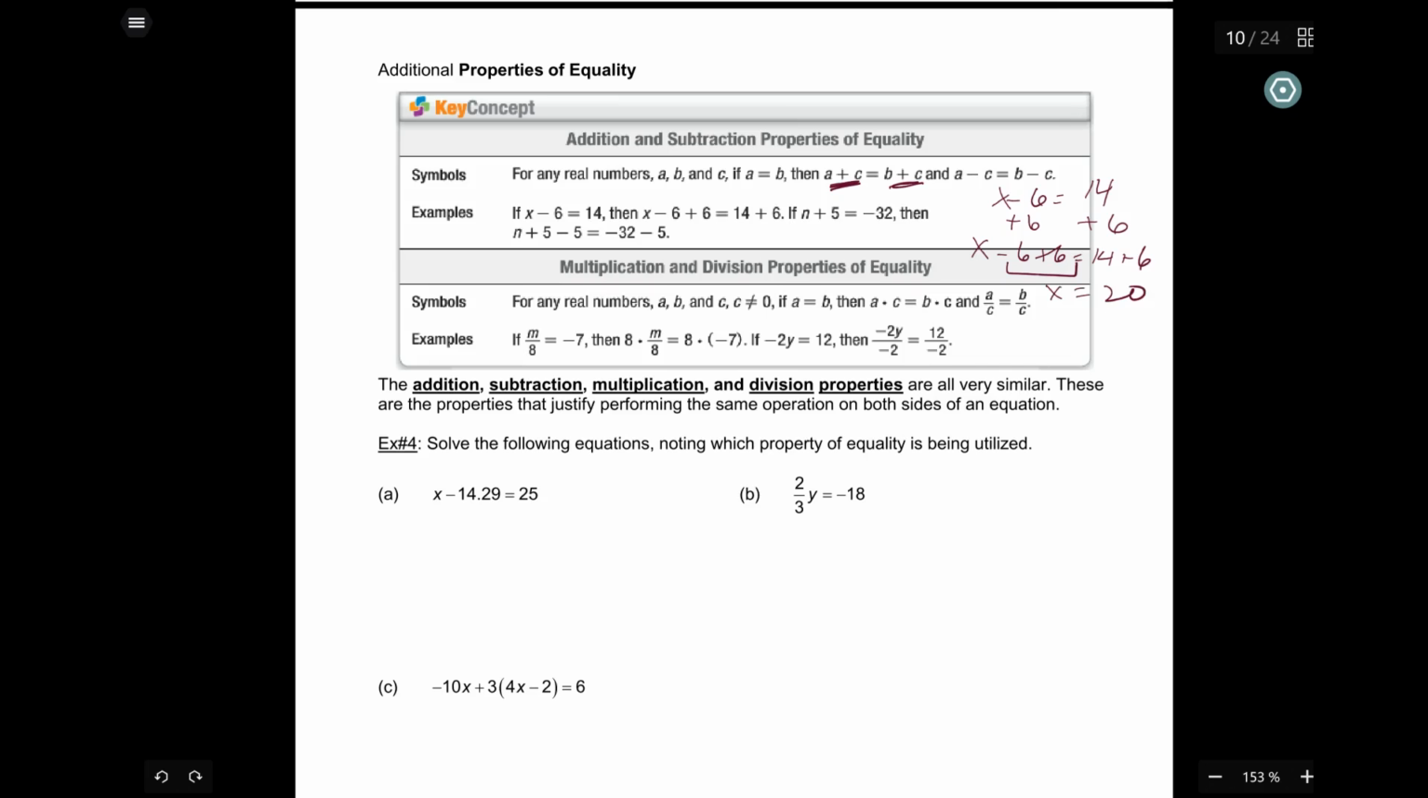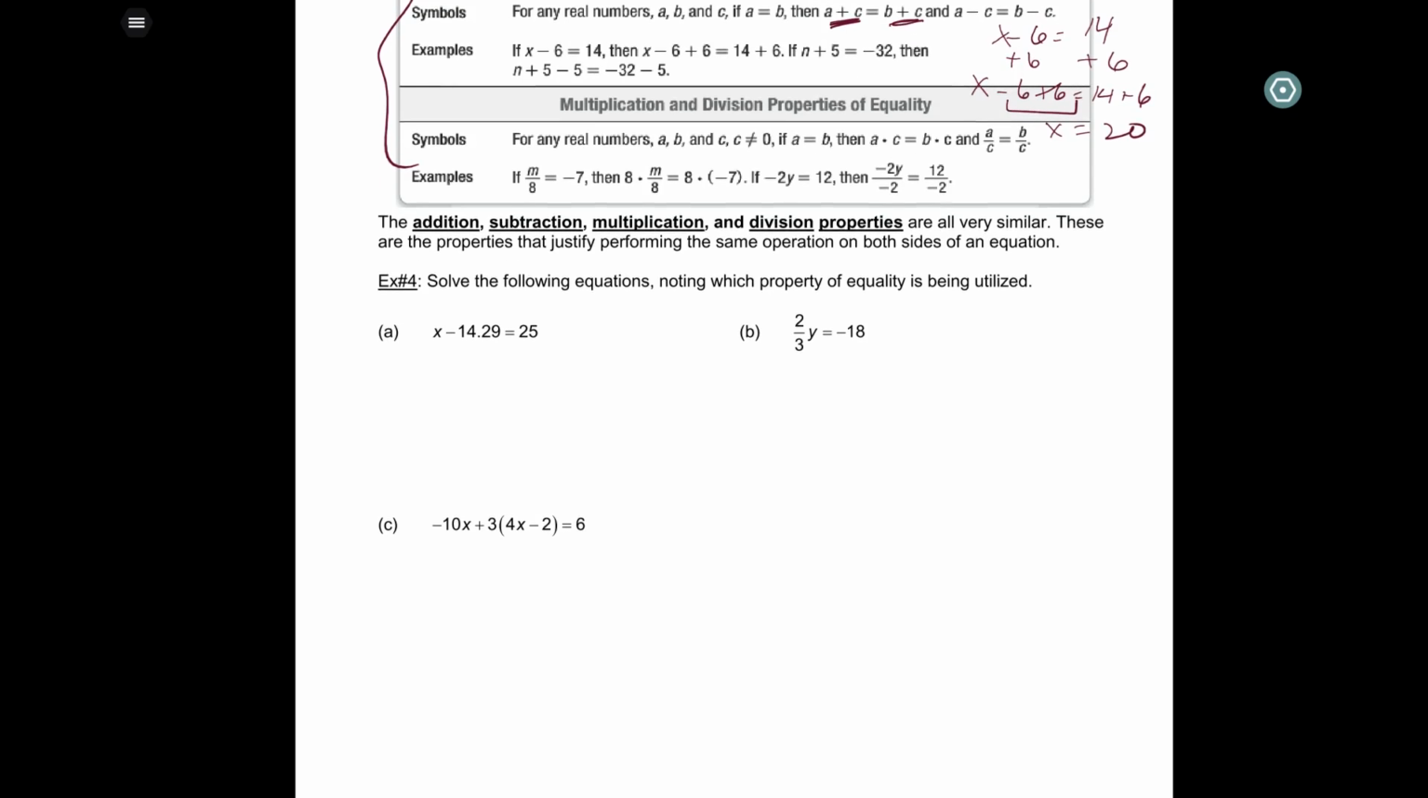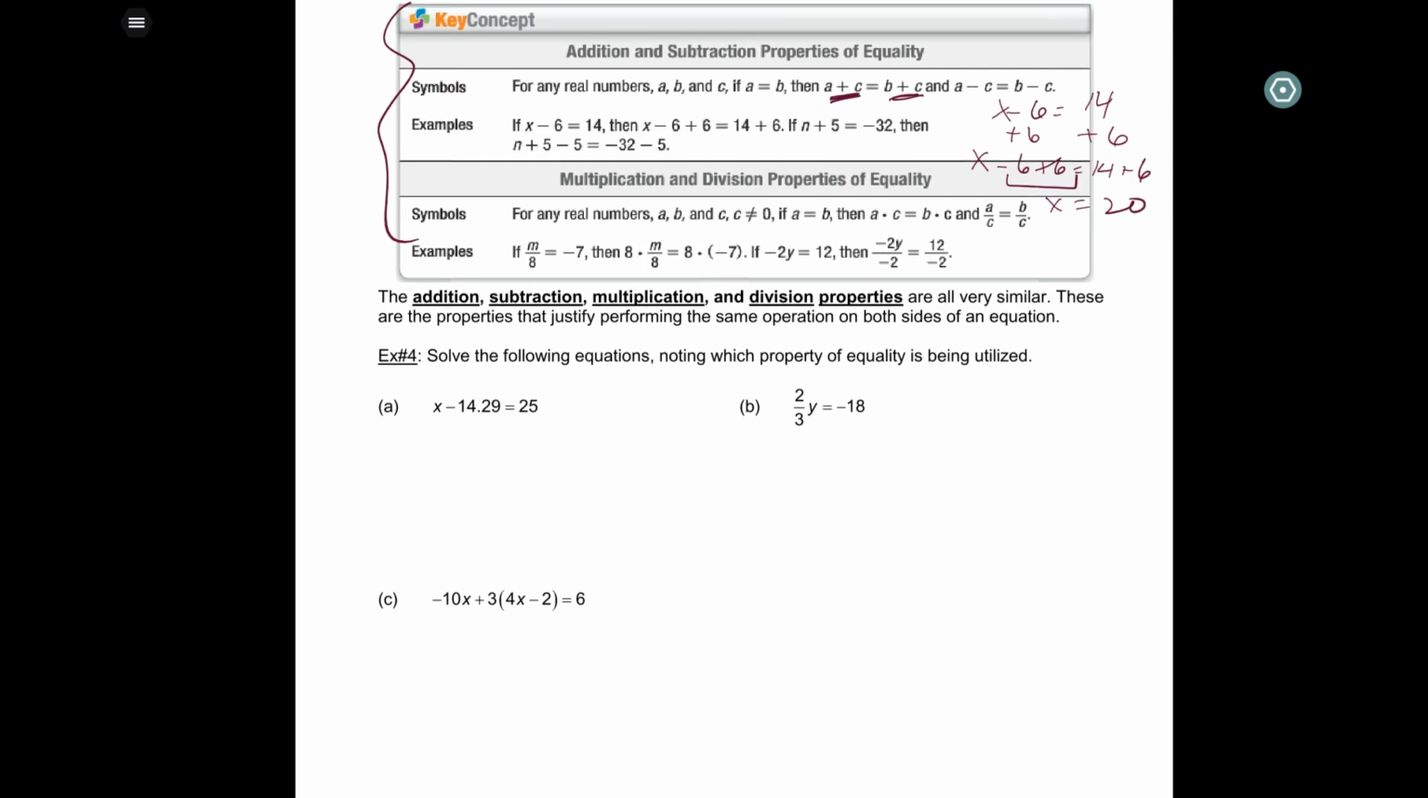So this is just basic how to solve. Right here, this is just how to solve more or less 1 to 2 step equations. So addition, subtraction, multiplication, division properties are all very similar. You're just doing the same thing to both sides. So here, let's see, noting which property of equality is being utilized.